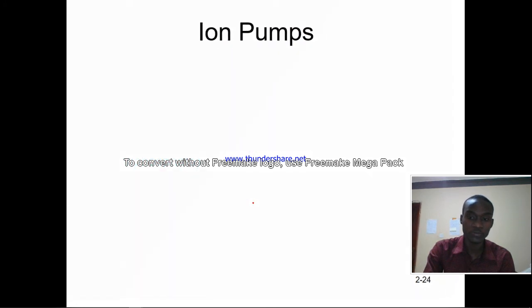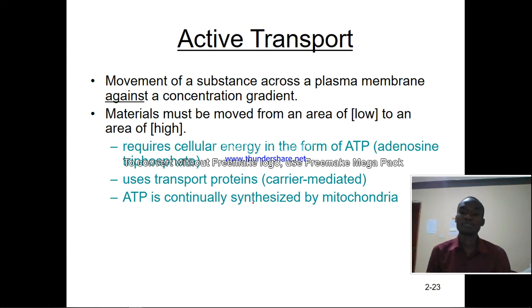So to go ahead with our mode or mechanism of transportation, we have active transport. The other mechanisms were the passive mechanisms where we had osmosis, bulk filtration, facilitated diffusion and simple diffusion. Now we are looking at transport mechanisms that are against the passive mechanisms, which were along the concentration gradient across the plasma membrane.